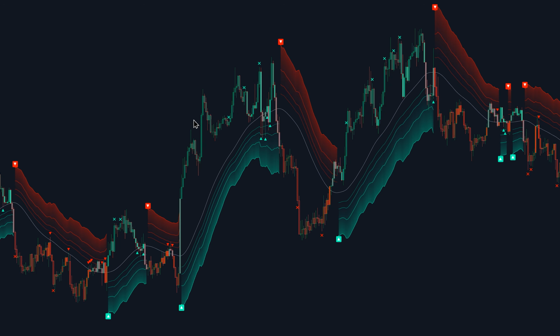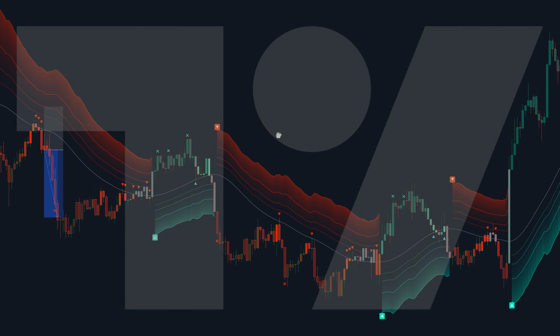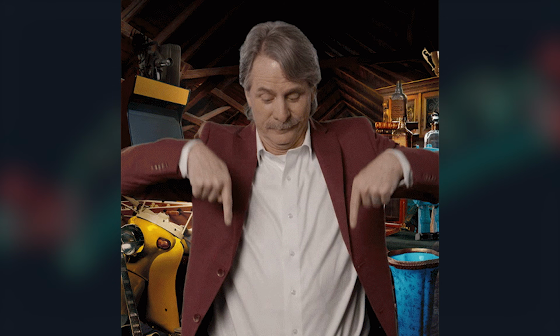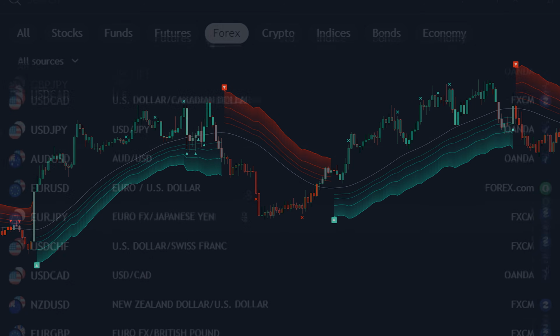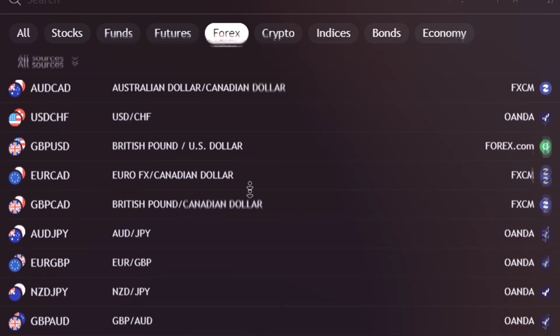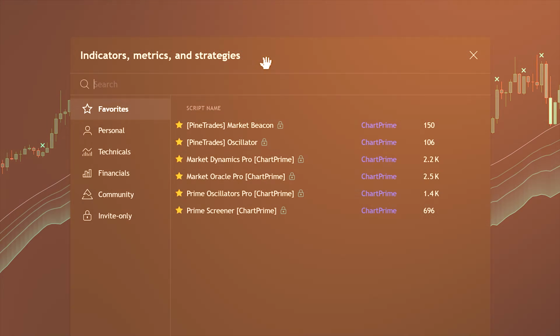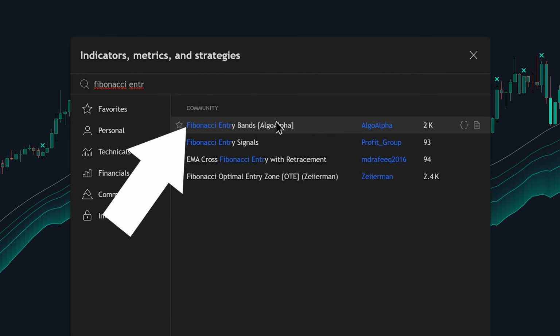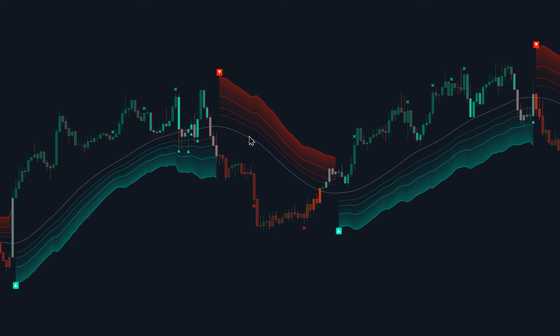Let's dive in. Now, to get started with this indicator, you first of all want to go to TradingView, the platform I'm going to be using. If you need to sign up, there's a link in the description for you to do that. Next, load the market and time frame you prefer. Click on Indicators and type Fibonacci Entry Bands. It's the one by AlgoAlpha. Add it to your chart and you'll see a smoothed central line, the basis, plus layered bands expanding above and below price. Ladies and gentlemen, this is the Fibonacci Entry Bands indicator.